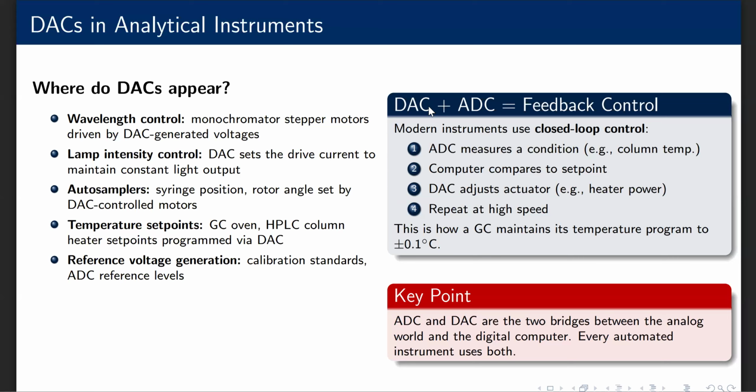The block on the right shows how ADC and DAC work together in closed loop control. The ADC measures the current state, say the column temperature. The computer compares to the set point. The DAC adjusts the heater power. The cycle repeats hundreds of times per second, and that's how a GC oven holds its temperature program to plus or minus 0.1 degrees Celsius. The key point here is that the ADC and DAC are the 2 bridges between the analog world and the digital computer. Every automated instrument will make use of both.